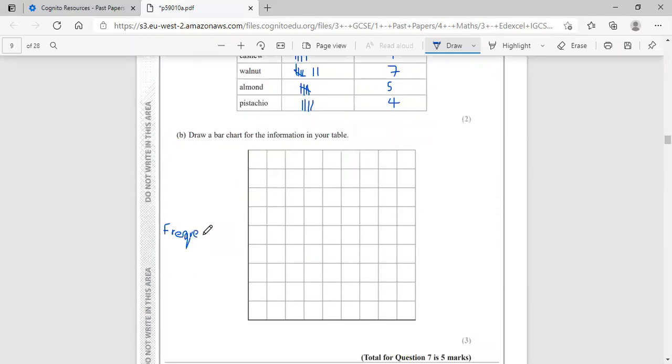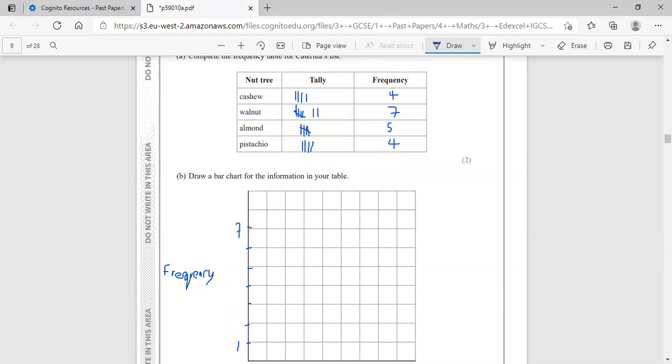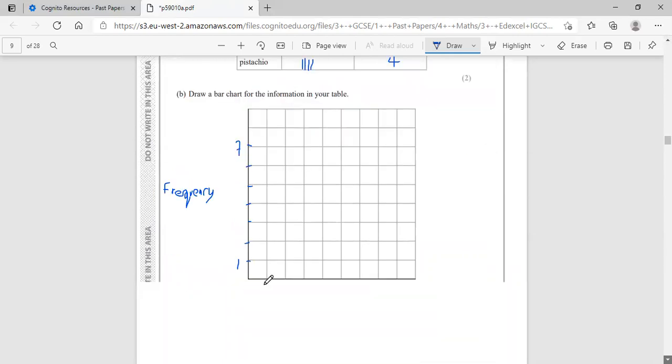Okay, and then we are going to label this. So we've got 1, 2, 3, 4, 5, 6, 7, and that is the highest. So I'm just going to label that there, 7, and then I'll just put 1 there, just so you know it goes up by 1 every time. Okay, so then we've got a first tree. What is the first one? You can do cashew. So I'm just going to put a C.